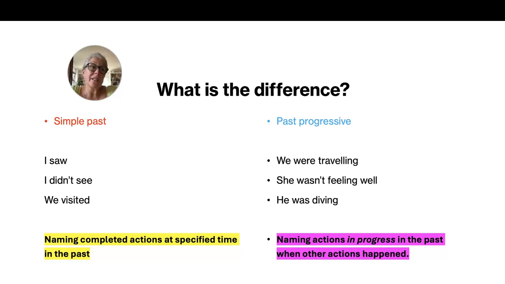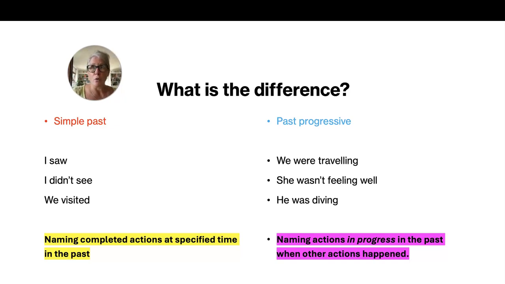So what's the difference between the simple past and the past progressive? They are tricky to use, or the past progressive is tricky to use. The simple past is quite easy. You just name completed actions at a specified time in the past. So I saw, I didn't see, or we visited.